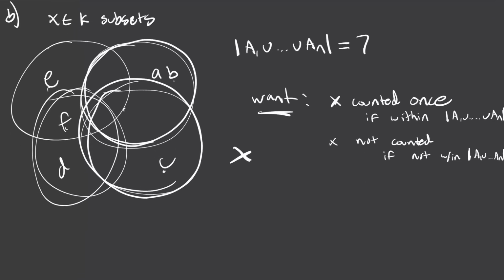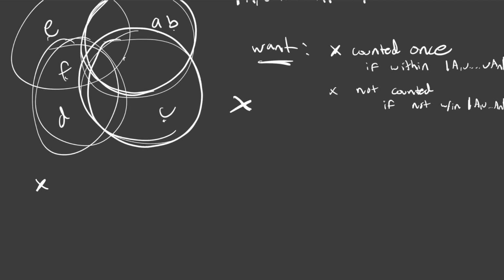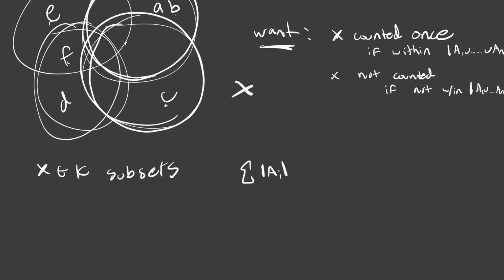So again, let's reset up the problem. Let's say x exists in k subsets, exactly k subsets. So first, let's just look at the first part of the right-hand side of our equation, where we're just summing up the magnitude of each set A sub i. And as we work through the equation, let's just keep a tally of the number of times that x is being counted. So since x belongs to k subsets, when we count the magnitude of each individual set, x is going to be counted k different times.